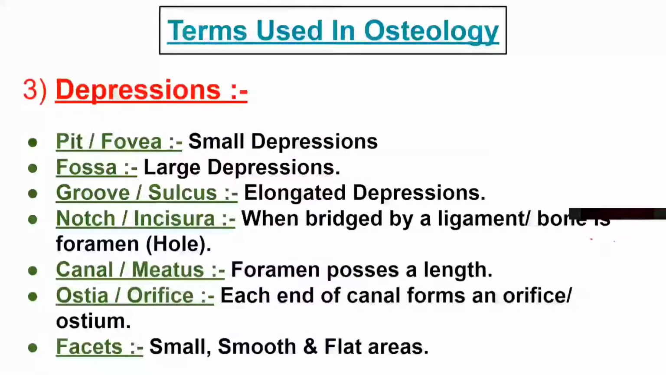Yes, the femur forms the ball and socket type of joint, and this femur along with the hip bone forms the hip joint.